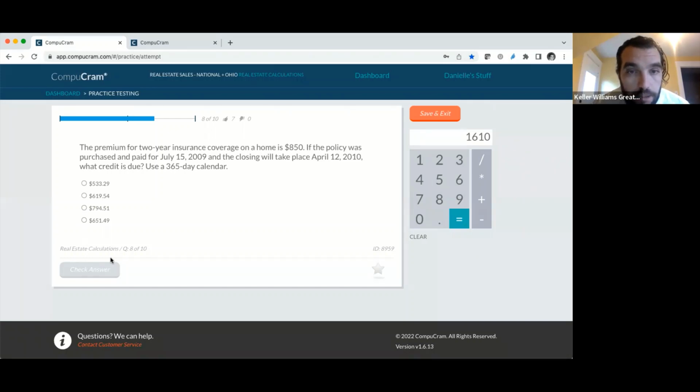I'll give you a hint. It's a 2-year policy. So if you're using a 365-day calendar, you're going to take that 850 and divide it by 730. And then the credit due is the credit due to the seller, because the insurance policy is going to stay with the facility. And so that seller is going to be due a credit equal to the days that they would have held the policy on the property that they've paid for, but they've sold it, right? So it's the non-consumed days. We're going to go 1 minute and 30 seconds on calculating that.